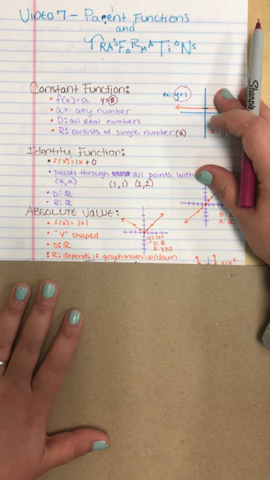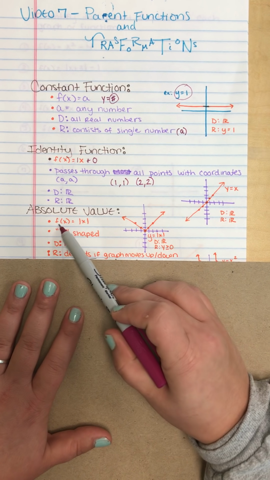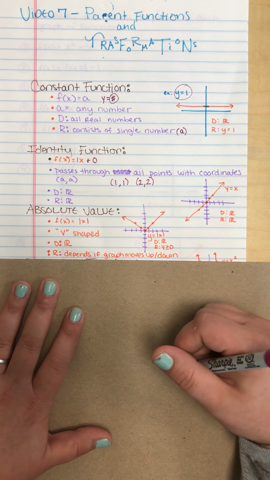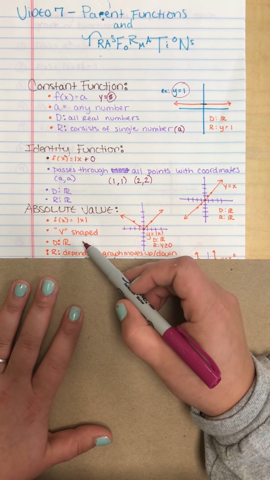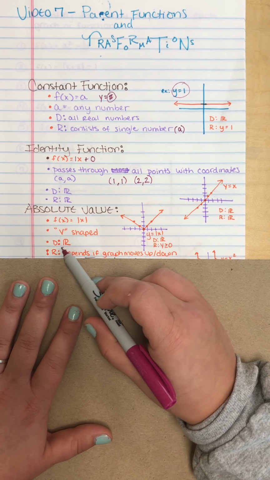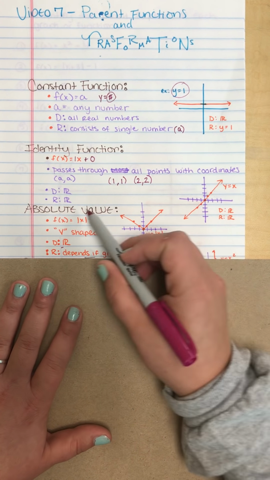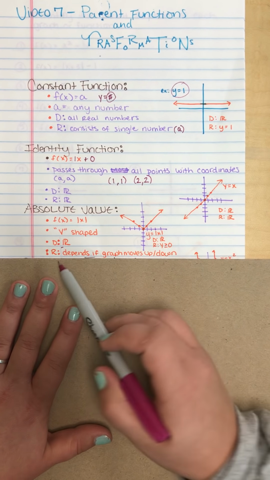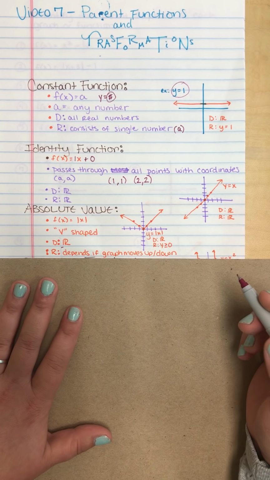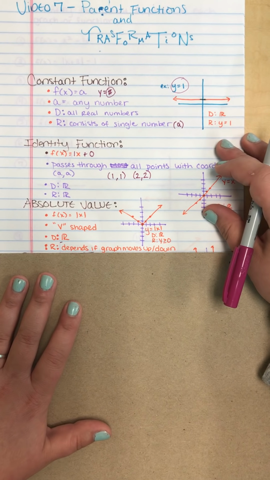Then we have absolute value functions. Absolute value functions are f of x equals the absolute value of x. They are V-shaped. Your domain is always going to be all real numbers because it will go forever to the left and forever to the right. Your range depends on whether the graph moves up and down, and we'll talk about that in a little bit.